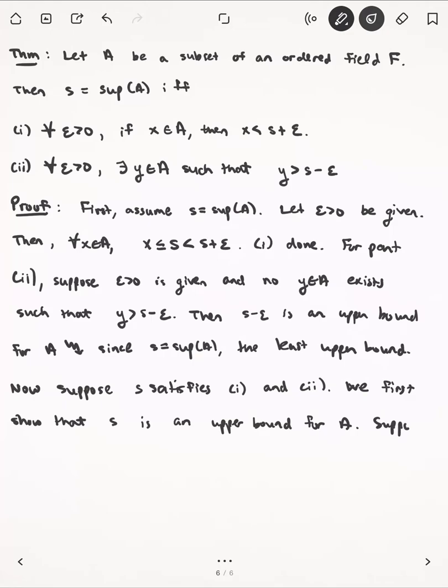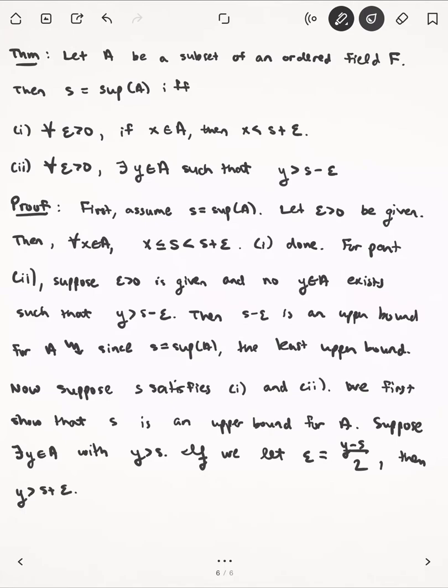So suppose there exists a y in A with y bigger than S. If we let epsilon equal y minus s divided by 2, then y is bigger than s plus epsilon, which violates condition 1.